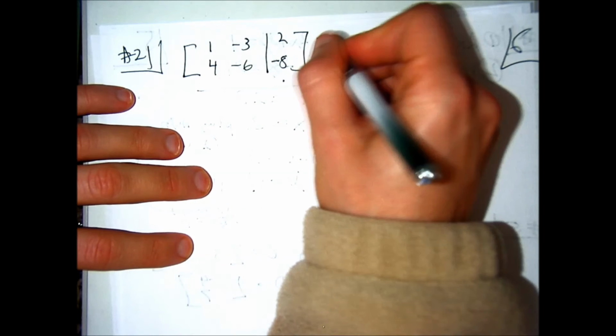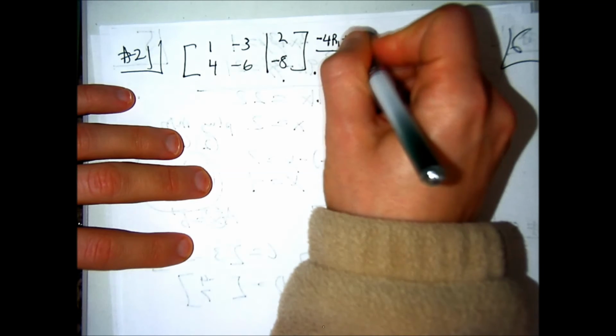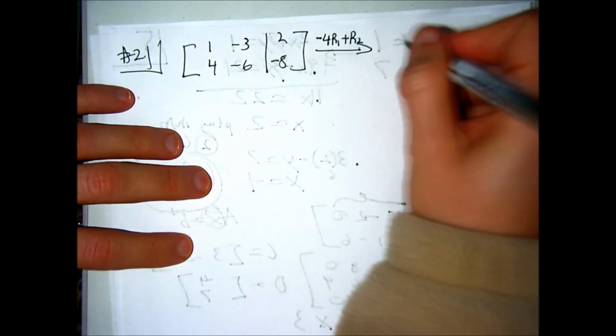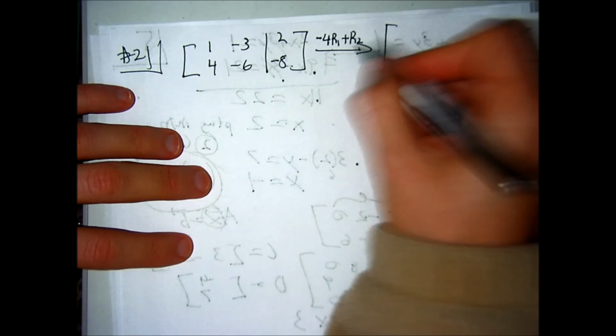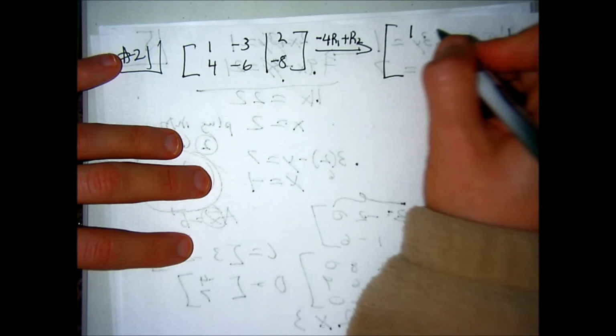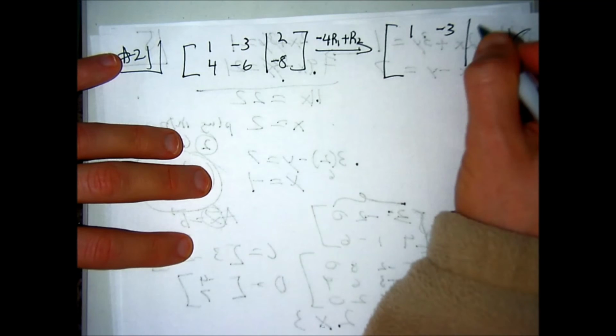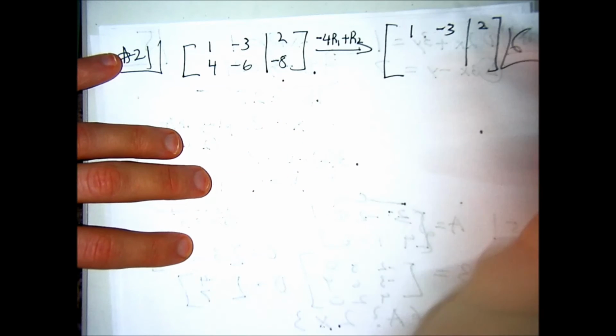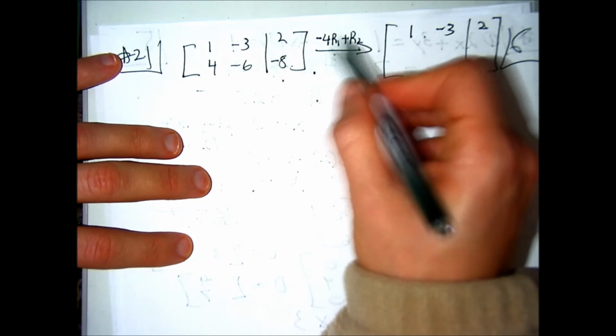And they want us to write -4 row 1 plus row 2 and then change that into row 2. So again, the only thing that gets affected is the second thing. So we just copy down the first row to get it out of the way and not make a mistake. And then change the second row according to this little formula here.